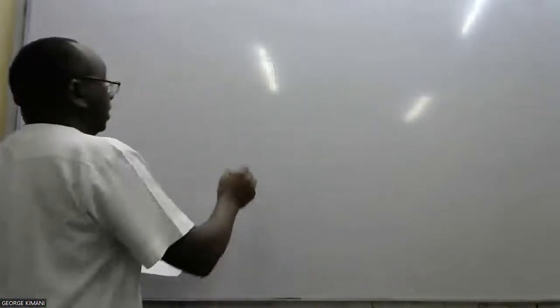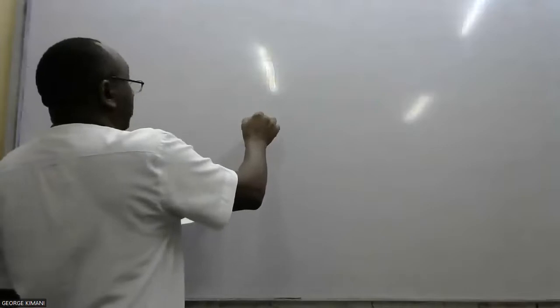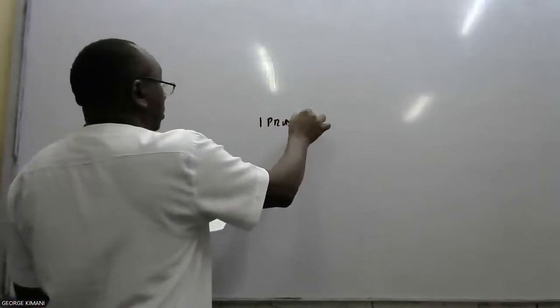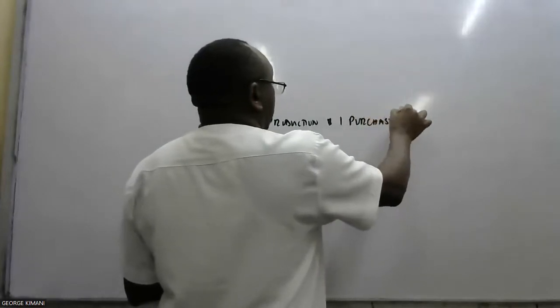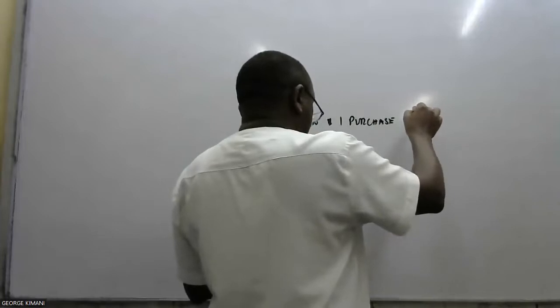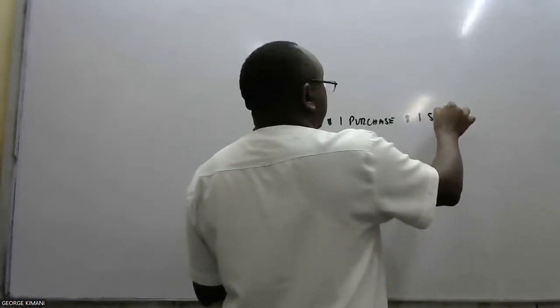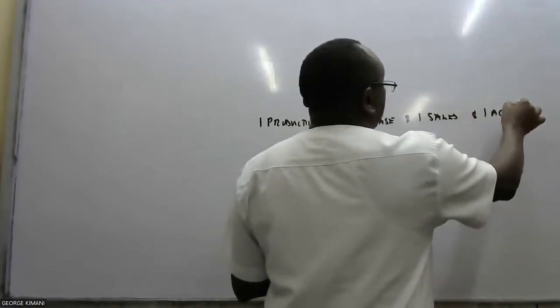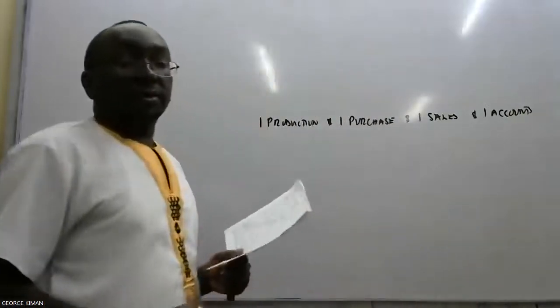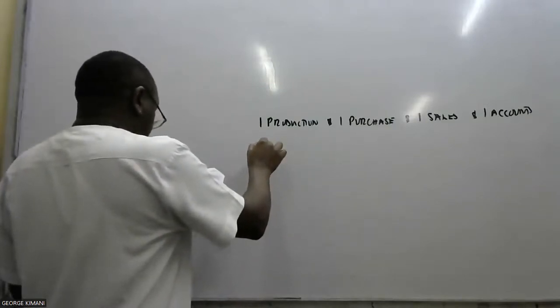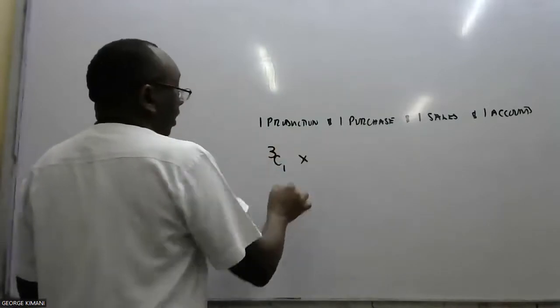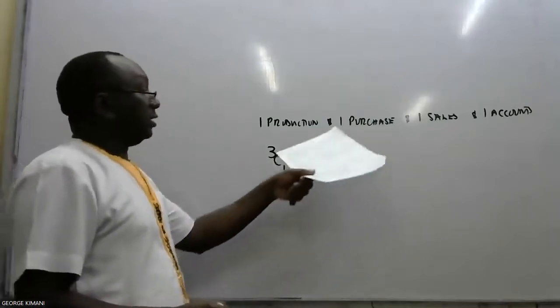So if you are told there must be one from each category, what that means is we want one from production, one from purchase, one from sales, and one from accounts. So if you are choosing one person from production, production has three persons. So it is 3 combine 1. And when we say and, it means multiply.